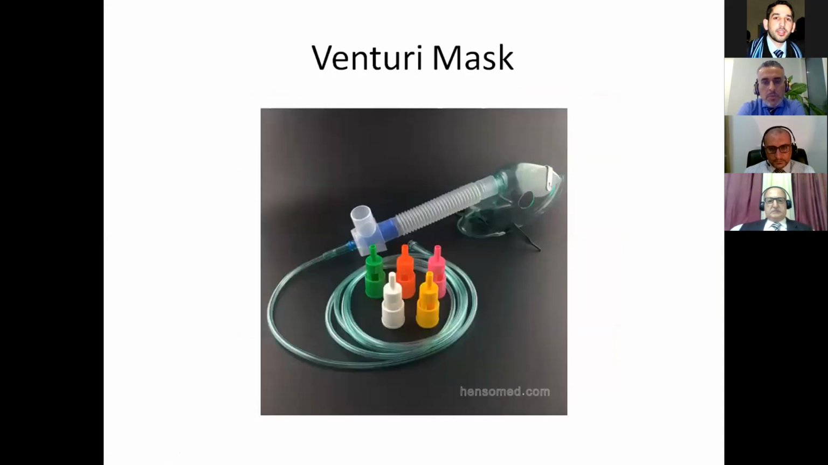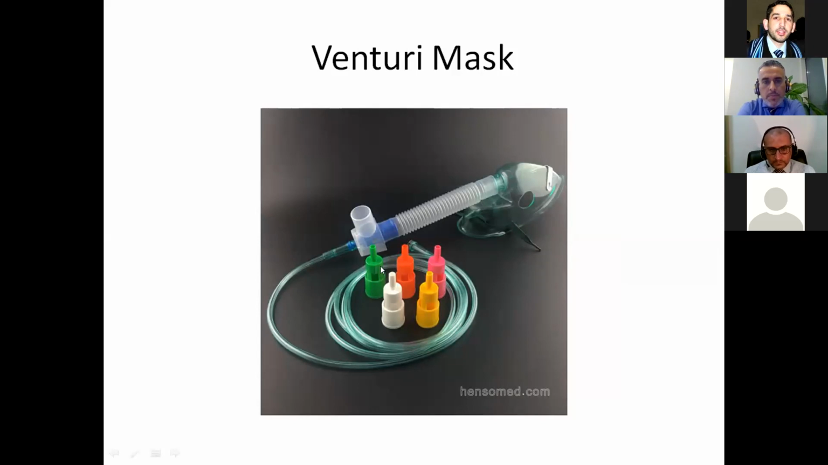And this is the Venturi mask. The Venturi mask is a good device for patients in the sense that you will be able to tell how the patient is doing on the FiO2 which you have given. Now, in the Venturi mask, you see there are multiple colors over here. Okay. So each color has a fixed FiO2 and a fixed flow rate. So for example, this orange Venturi mask which you see over here has a FiO2 of 50% at a flow rate of 12 liters per minute.